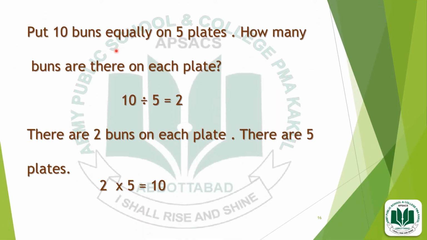In the previous example, we had to group the numbers. Now in this, we have to share the things. Put 10 buns equally on 5 plates. How many buns are there on each plate? For this, we will divide the number, 10 divided by 5, which is equal to 2. There are 2 buns on each plate and there are 5 plates. Again, if we multiply the number of plates with the number of buns on each plate, we will get the total buns. So this is the relation between division and multiplication.